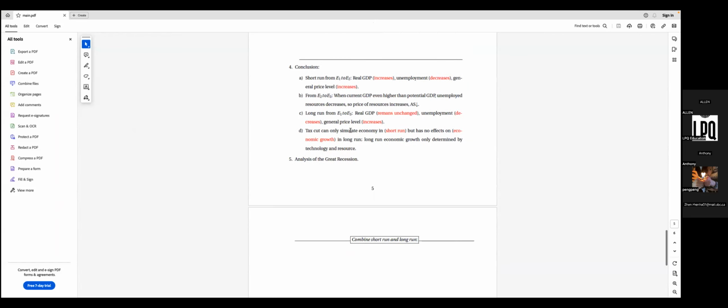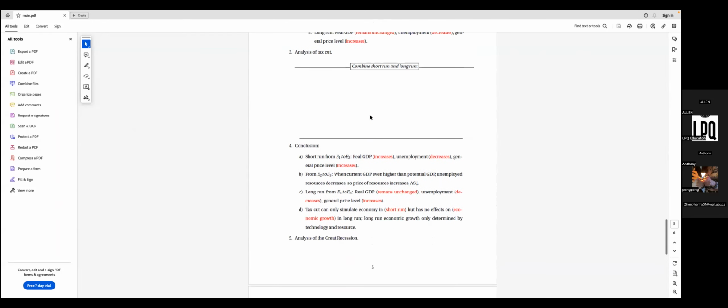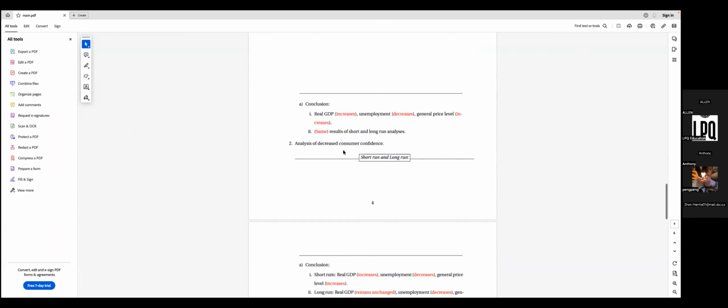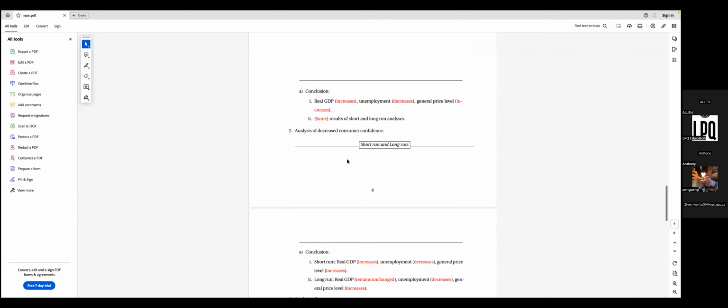Okay, let's do the last two boxes, where we combine short-run and long-run analysis together. For your first box and the second box, you do the short-run and the long-run analysis separately. On the left-hand side of the graph, you only do the short-run AS. On the right-hand side graph, you do the long-run AS.